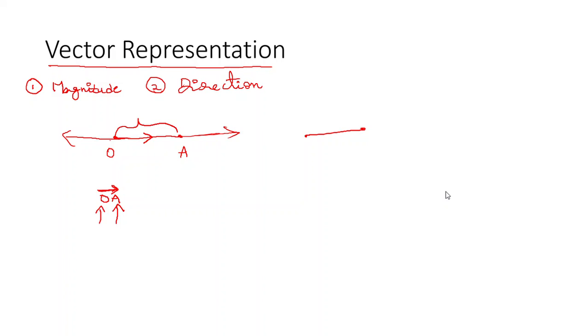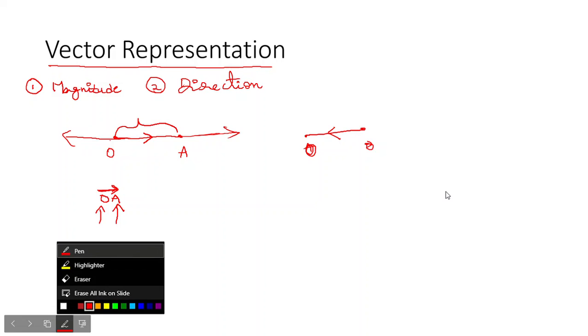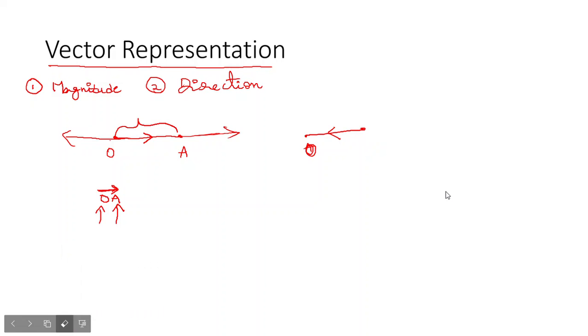Likewise, if we want to represent a vector in the negative direction, so this is positive and this is negative. So how we represent this vector is AO. So the starting point here is A and the terminal point here is O. So we represent this vector as AO. The starting point is A and the terminal point is O. So the vector is going from A to O. So this is how we represent a vector.